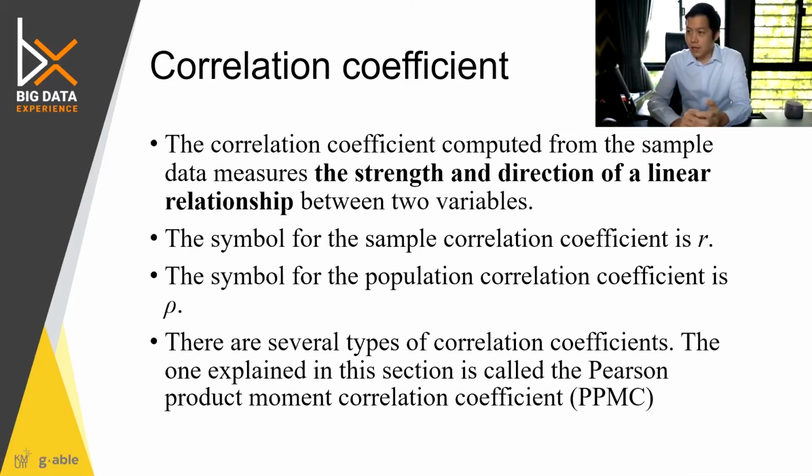So let's take a look at correlation coefficient, review it a bit. Correlation coefficient measures the strength and the direction. It will tell you the strength and the direction of relationship, right? If one varies with another, it will have a high strength. If not, then it will have low strength in terms of correlation.